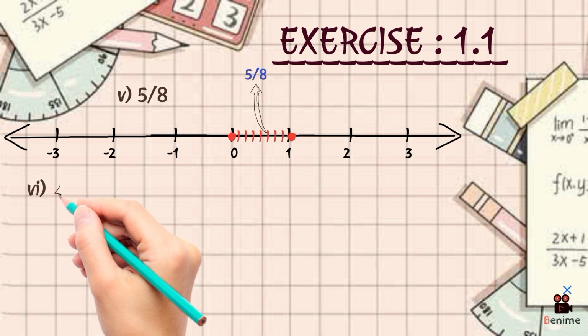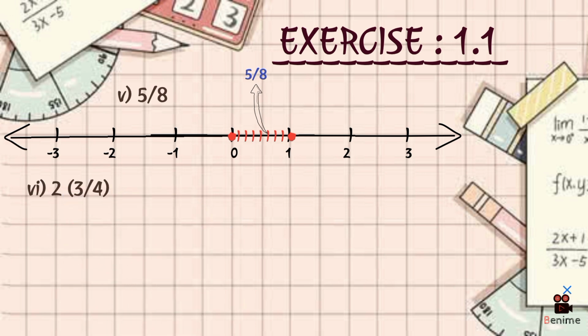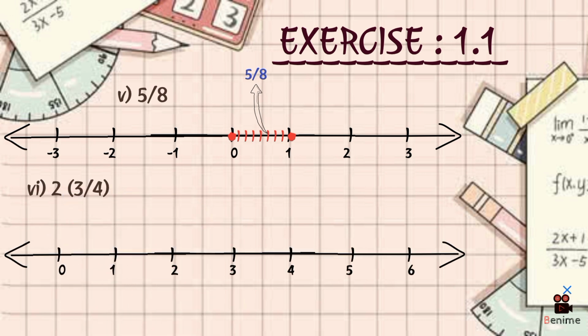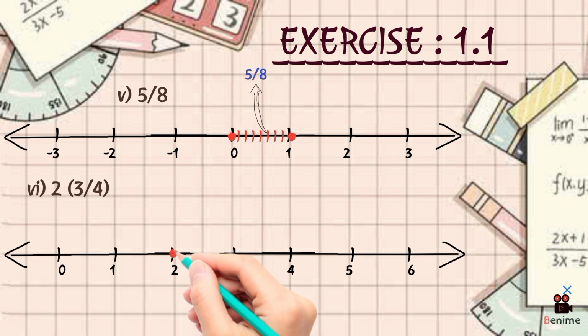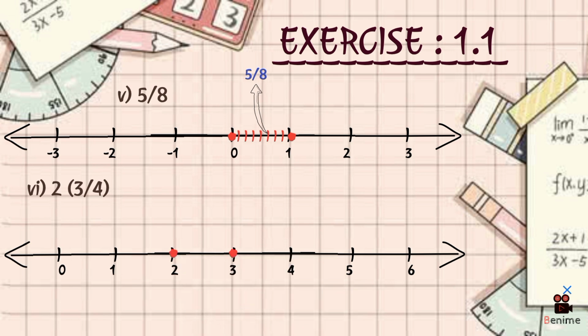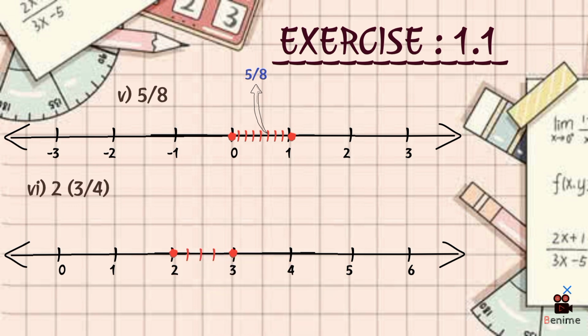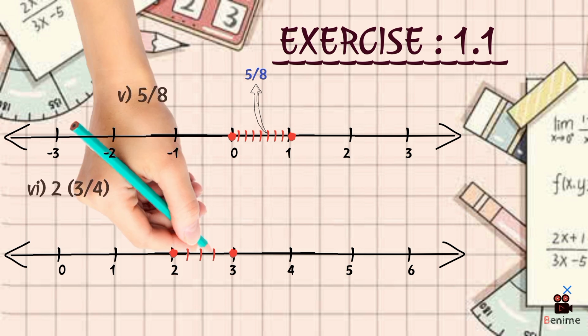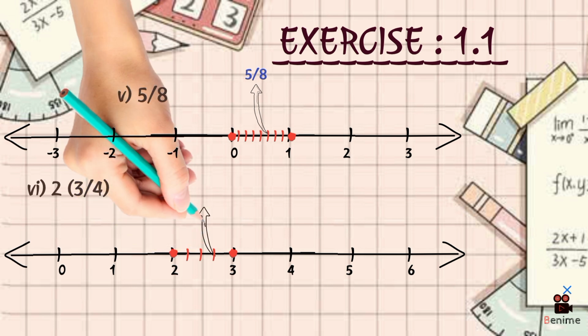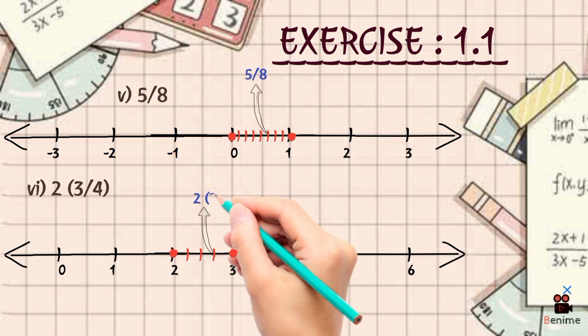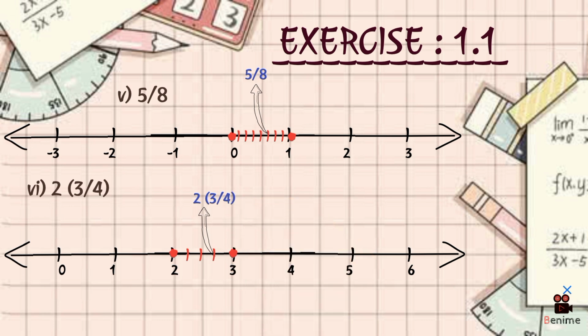Next sixth is 2 whole 3 by 4. First draw a number line. Next, to locate it on the number line, mark number values 2 and 3. Divide the interval between 2 and 3 into 4 equal parts. Now 3 by 4 means, select 3 parts to the right of 2. That point represents 2 whole 3 by 4.